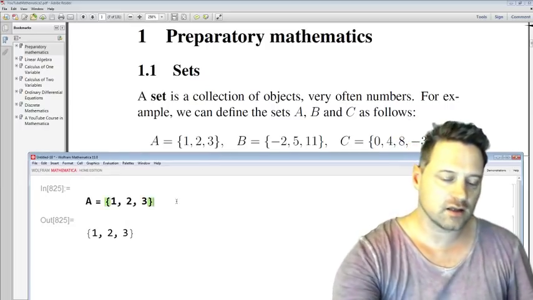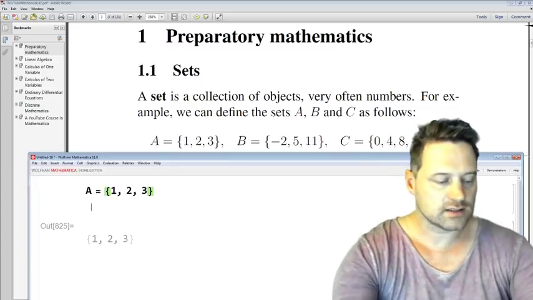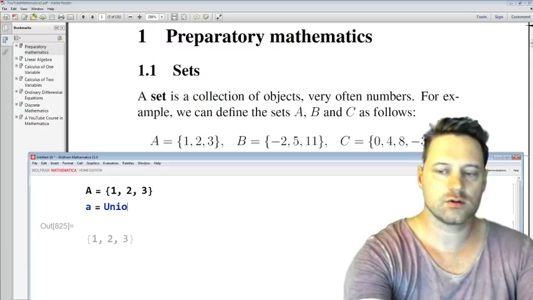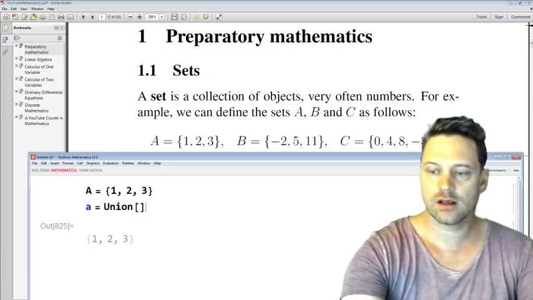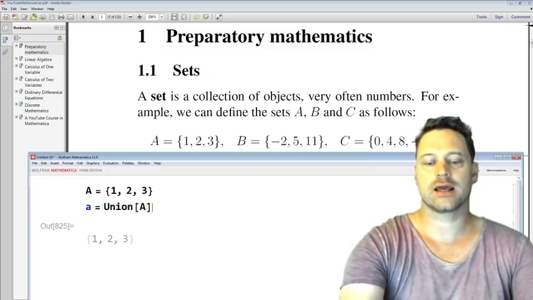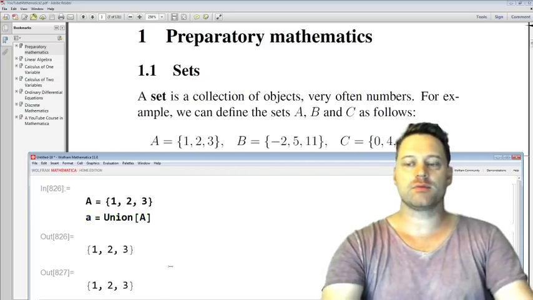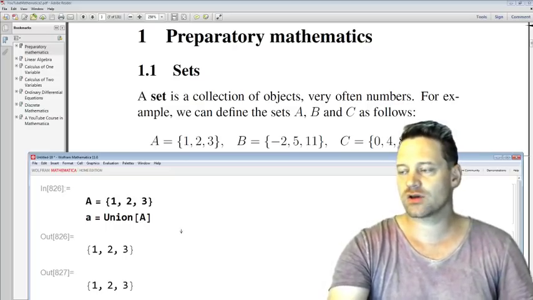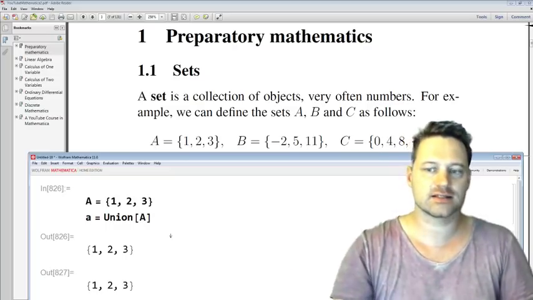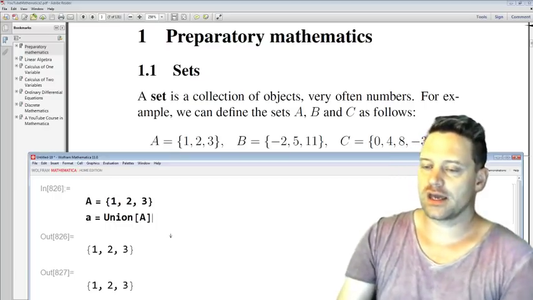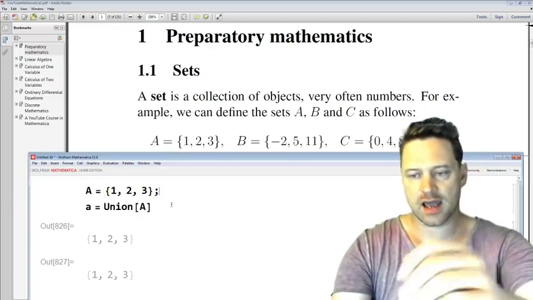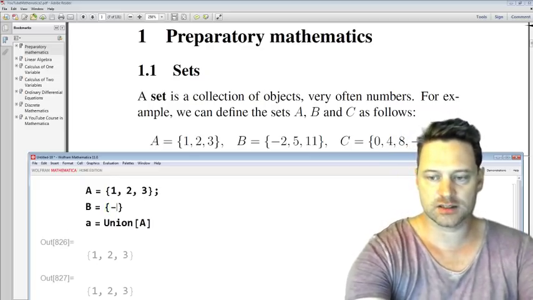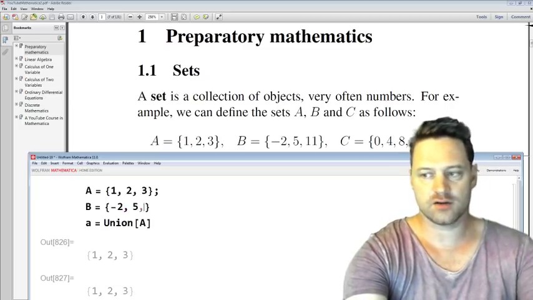But if we call lowercase a equals Union of uppercase A, we use a built-in function called Union. It looks the same, you see, but in doing that, you get rid of the duplicates and you can calculate with them as if they were sets. Now that we understand that, let's come down here and enter B equals {-2, 5, and 11}.